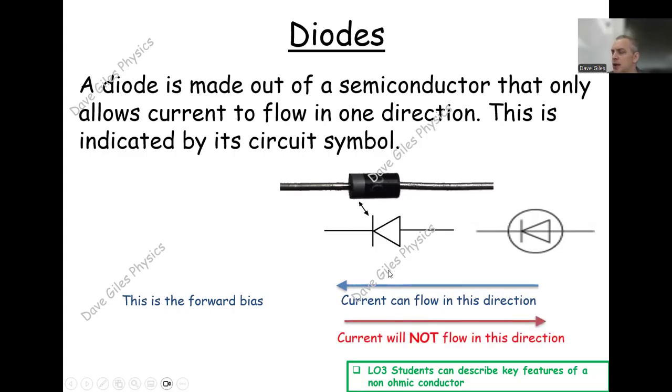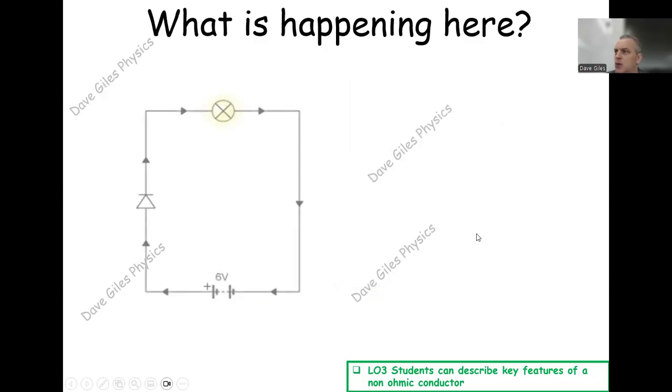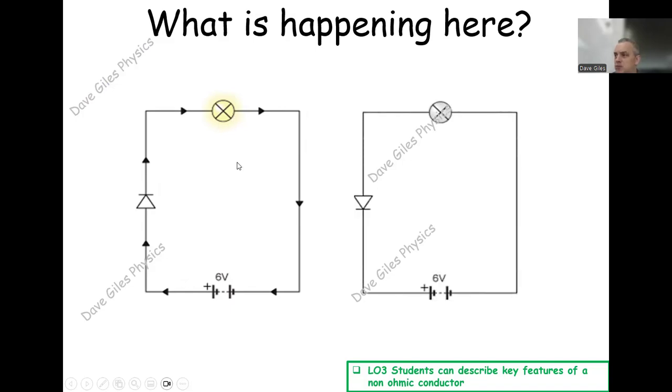Current will not flow in this direction, and this is the reverse bias. So if I have a positive current here and the negative end is there, current will not flow. So you can see here I've got a bulb. This is the positive end. It's in forward bias, so the bulb will light up.